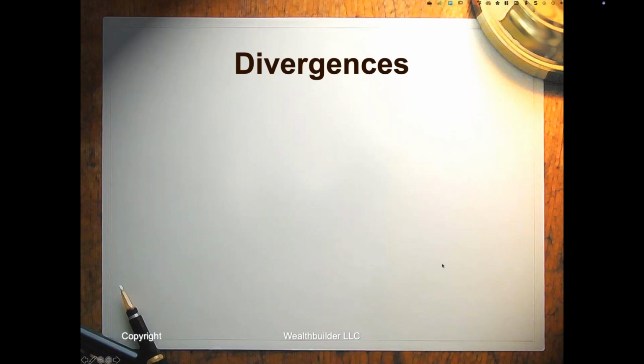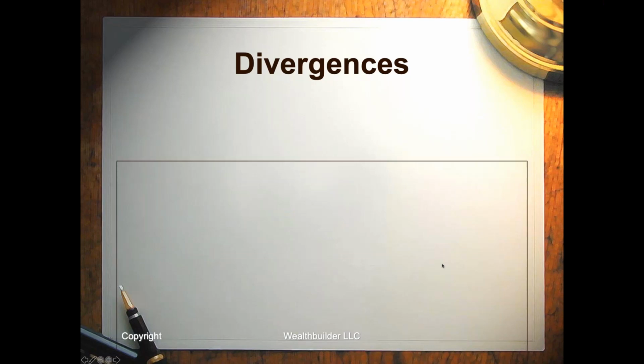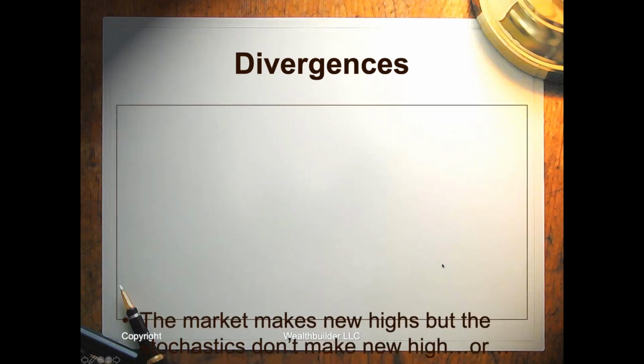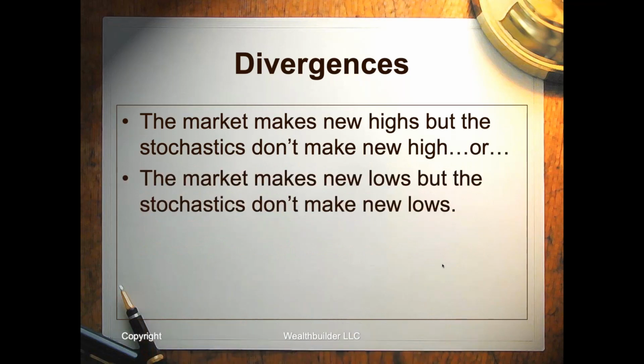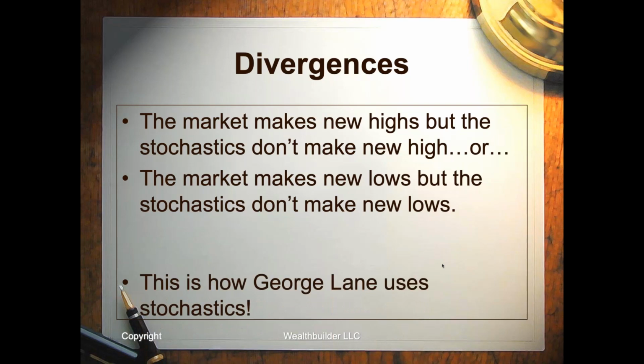All right, let's go to another technique. Divergences. I'm going to go a little slow here as well. What is a divergence? The market makes a new high, but the stochastics don't make a new high, or the market makes new lows, but the stochastics don't make new lows. So that's a simple statement, but I'm going to have to go a little slow here because sometimes people don't look at the chart the correct way. So I want to show you that in gory detail.